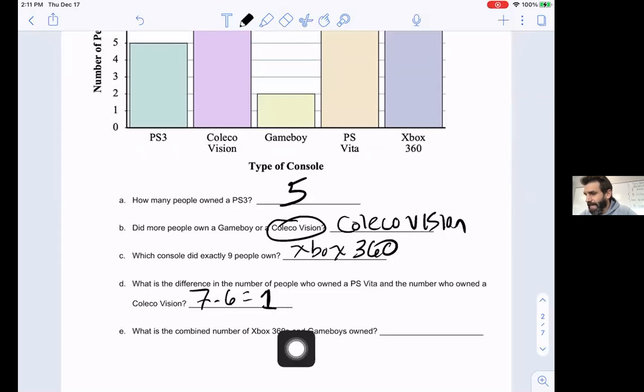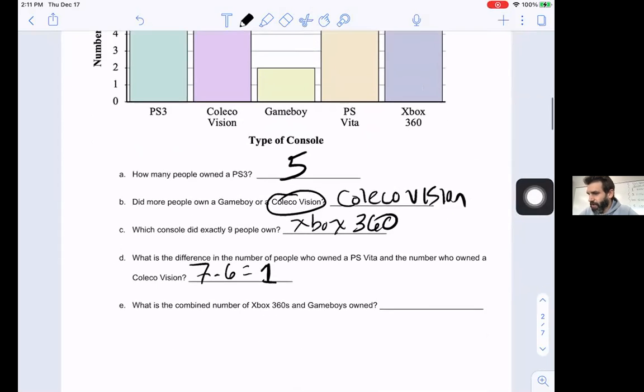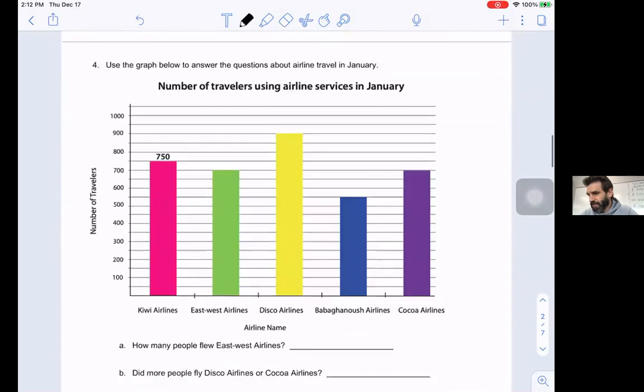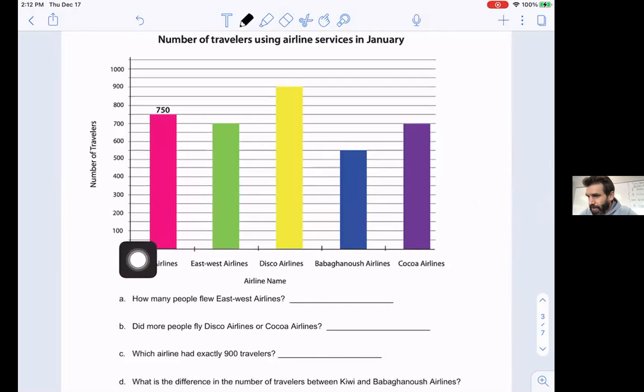What is the combined number of Xbox 360s and Game Boys owned in this survey? So like before, Xbox 360, we saw 9 people owned it. And a Game Boy, 2 people owned a Game Boy. So we have 9 plus 2, the combined number would be 11. Okay, so those are pretty straightforward. And now we're getting into ones where we have to pay attention a little bit. The numbers are a lot bigger. So these are number of travelers using airline service in January.